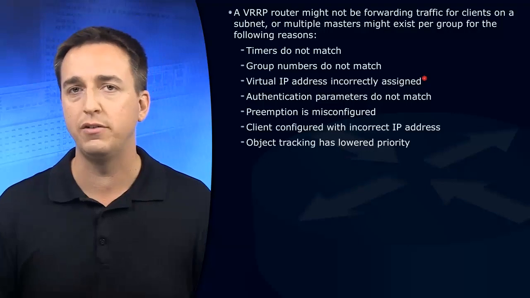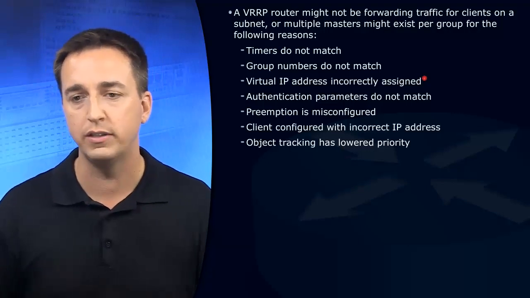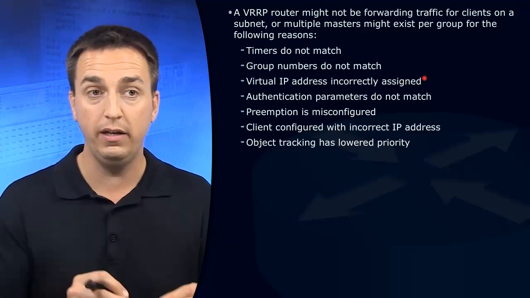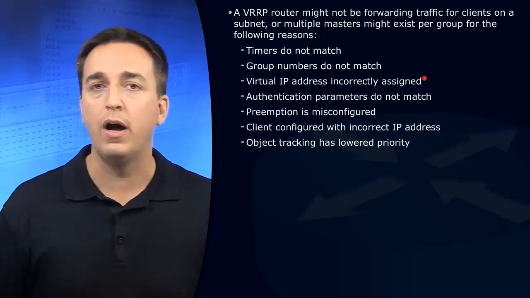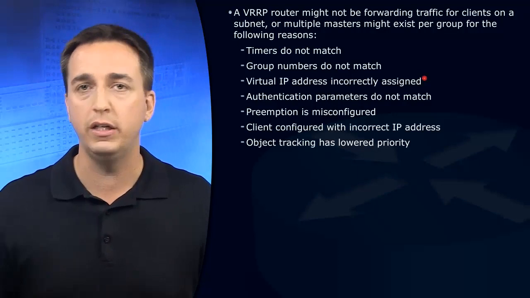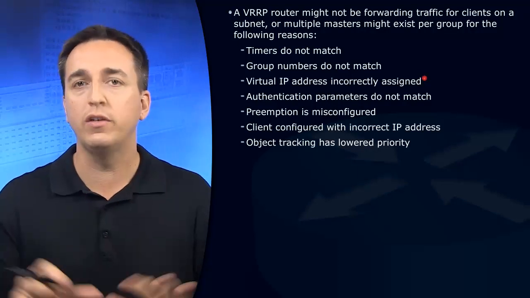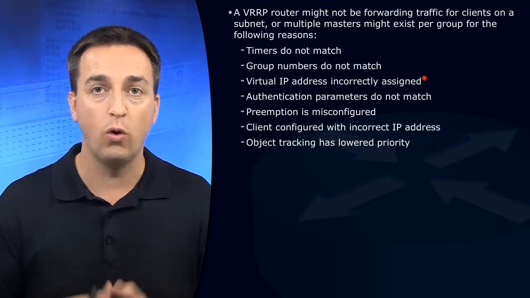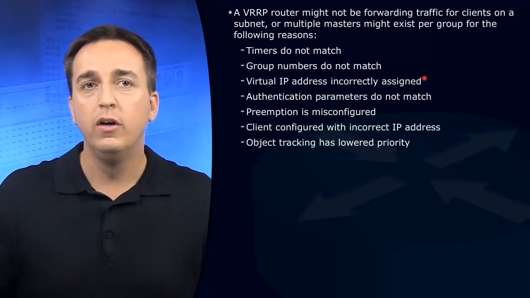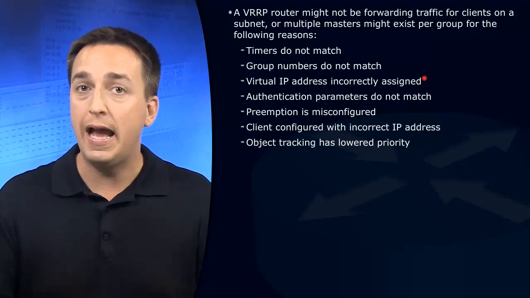The virtual IP address is very important. Now, that virtual IP address in a VRRP group can be an IP address that is on an interface on that router, or it could be one that is not being used at all. However, regardless of what it is, all of the routers have to agree on that particular virtual IP address, or they will be the forwarder for different IP addresses.